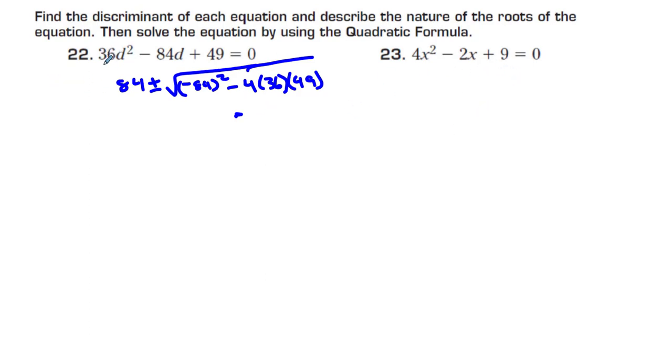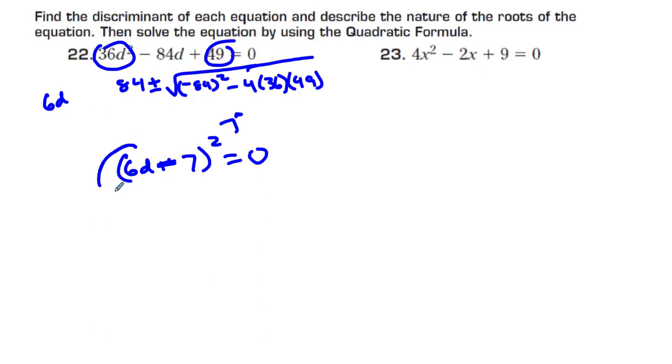I would have looked at this one as, is it a perfect square trinomial? The factor of this one is 6d. If we were just doing this straight out, and this is a 7, and 6 times 7 is 42. Twice 42 is in the middle. This is going to be 6d minus 7 squared equals 0. So really easy if you recognize that you have a perfect square trinomial.